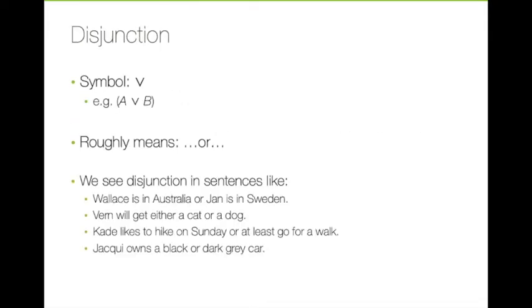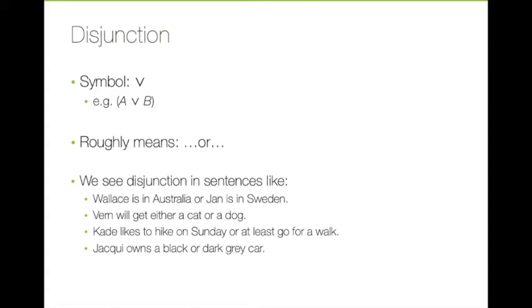The symbol we're going to use for disjunction is this one here, sometimes called V. Like conjunction, it's going to be used between two sentence letters, and again we'll use parentheses to show the boundaries of disjunction. The symbol we're looking at here stands roughly for the English word or.